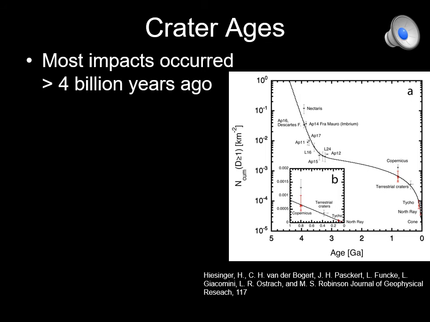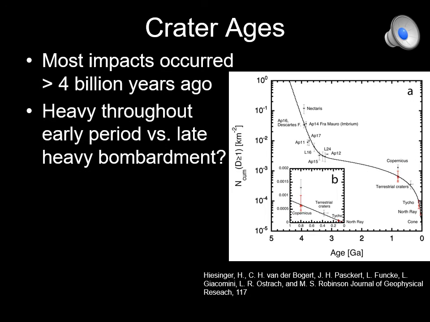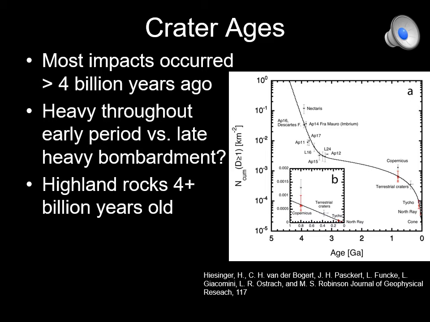The bulk of the impact events on the moon happened more than 4 billion years ago. There's currently a debate in the planetary science community over whether the impact rate was simply high throughout the period from when the moon formed 4.6 billion years ago to 4 billion years ago, or if there was a quieter period followed by a late heavy bombardment right around the 4 billion year mark. Since so much of the older lunar surface is saturated in craters, telling the difference between these two models can be quite difficult. Either way, most rocks in the lunar highlands are 4 billion years old or older.